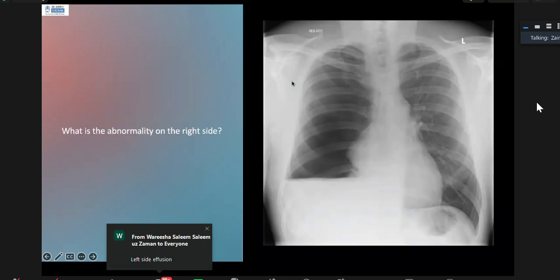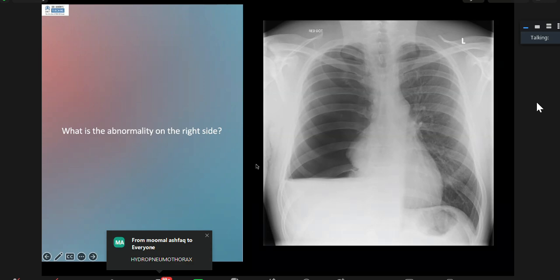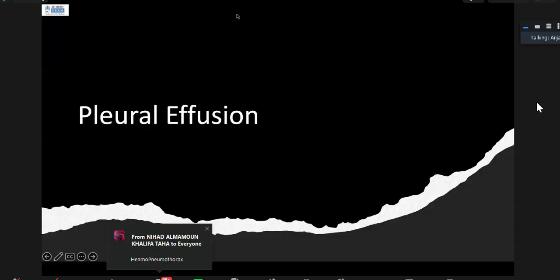And finally, what is the abnormality on the right side of this X-ray? I'll now hand over to Dr. Sujith to continue with the talk. Thanks, Zain. We'll just continue with the teaching part.